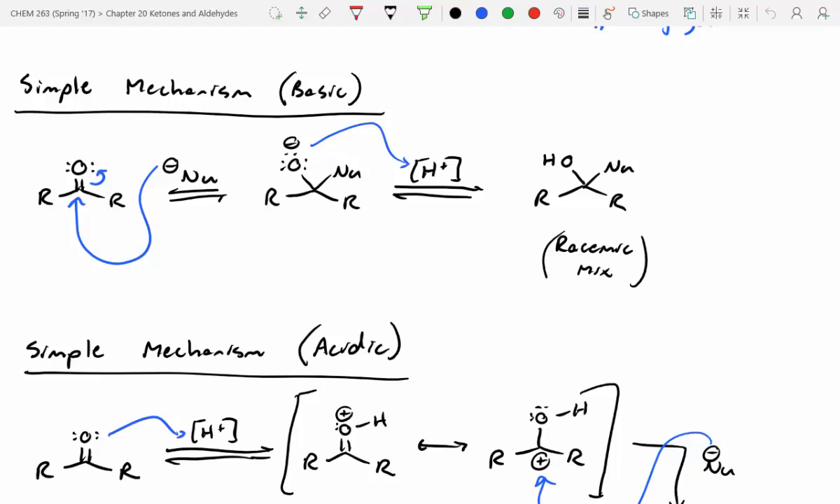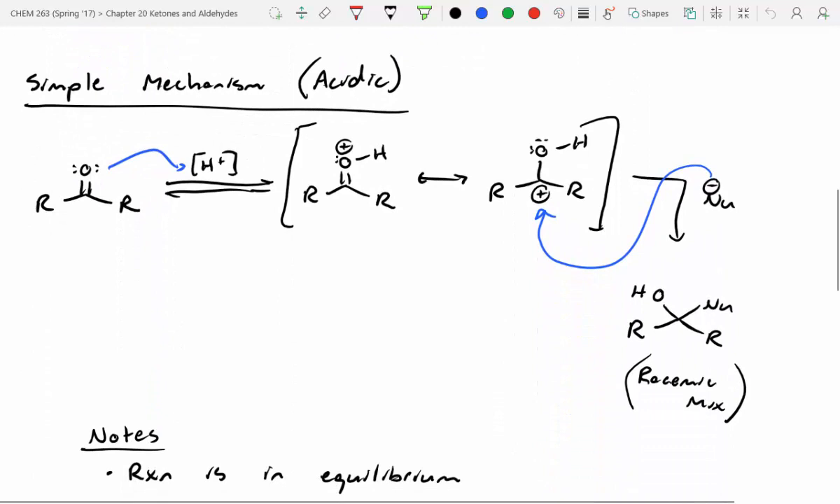The basic one basically says we're just going to come up with a strong enough nucleophile where it will slam into that electrophilic center. And when you do that, you go through this anionic intermediate that you can then protonate, but we oftentimes have very little regiochemical or stereochemical control, so we end up with the racemic mixture.